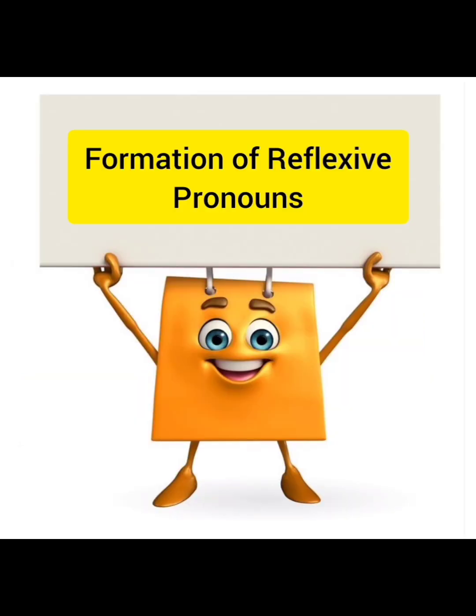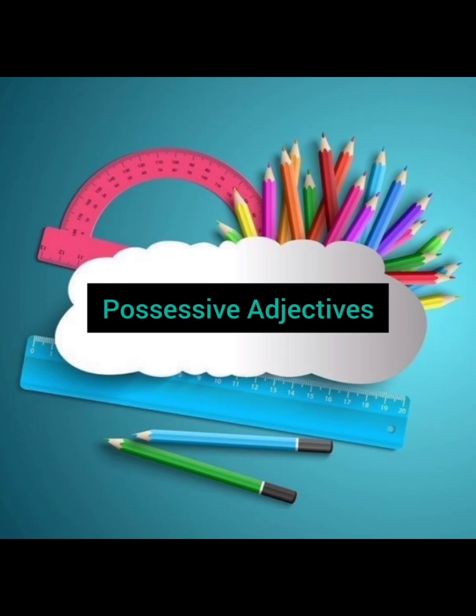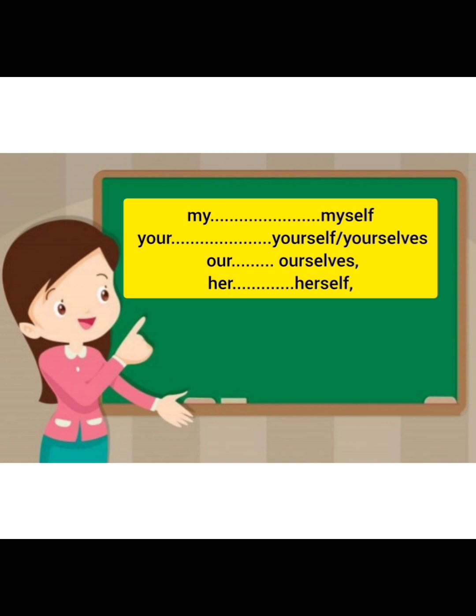Formation of reflexive pronouns. These pronouns are made by adding self or selves to the possessive adjectives or object pronouns. For example, with the help of possessive adjectives, we can make reflexive pronouns. With my, we can make myself; your, yourself or yourselves; our, ourselves; her, herself.